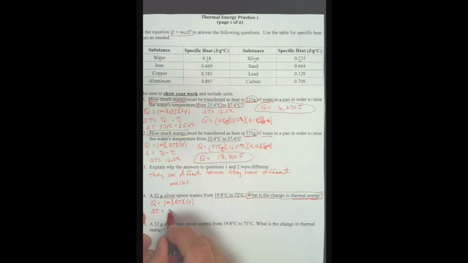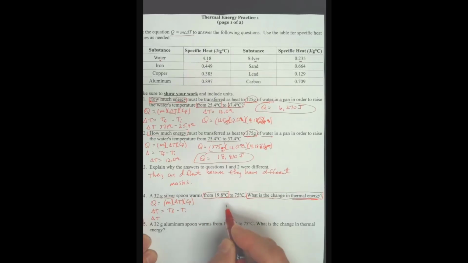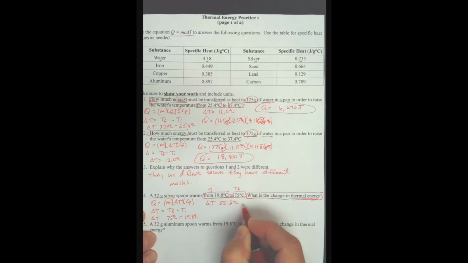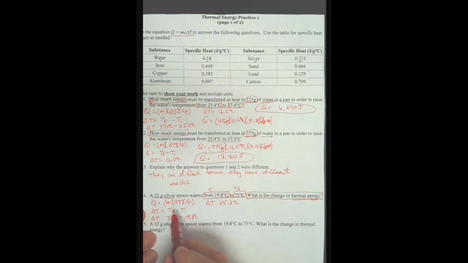And again, our TF minus TI, so let's figure out which is which. So it warms from 19.8 degrees Celsius. That's another way of saying TI to our final temperature of 75 degrees. So we're going to go TF, which is going to be 75 degrees Celsius, minus our TI, 19.8 degrees Celsius. So my change in temperature, if I ring that up real quick, 75 minus 19.8 is 55.2 degrees Celsius. So now I have everything I need to solve for Q.